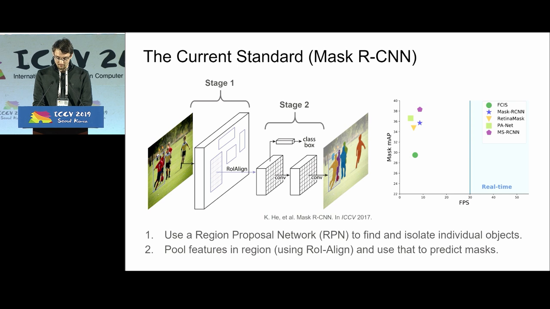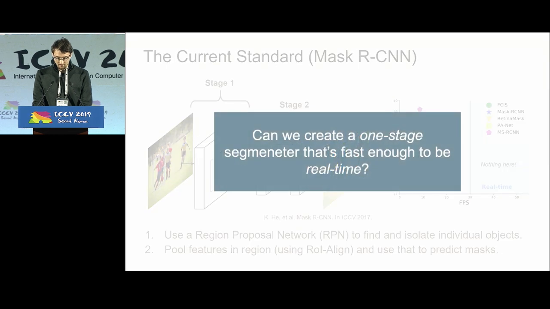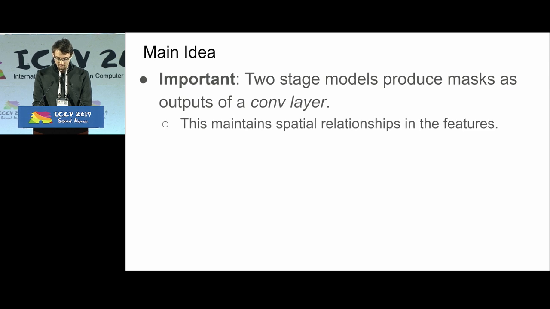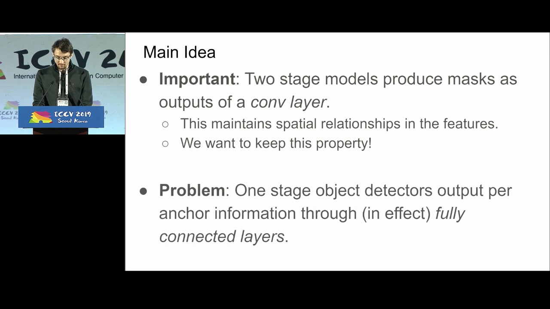Our goal is to fill in this blue region here. So the question is, can we create a one-stage instance segmenter that doesn't use repooling and is fast enough to be real-time? One key benefit of a two-stage method is that it allows masks to be produced as an output of a conv layer. This is important as instance masks are spatially coherent and conv layers maintain these spatial relationships, so we want to keep this property. But it's not entirely clear how to do this in a one-stage model without using repooling. This is because by the time you predict objects in a one-stage detector, you no longer have any spatial information. Thus, if we want to produce masks in such a model, we need to create them somewhere else in the network.